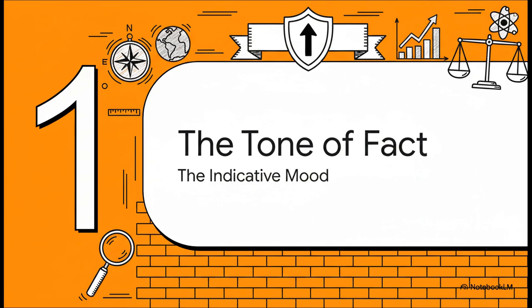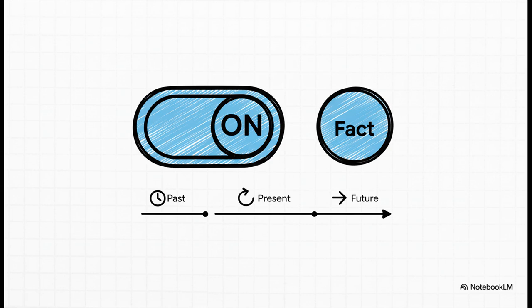This is where we find the most common mood of all, the indicative. This is simply the language of facts. The indicative mood is basically our default setting. It's what we use for things we believe are true, statements about the present, the past, and even the future. Yep, and that's where things start to get really interesting.